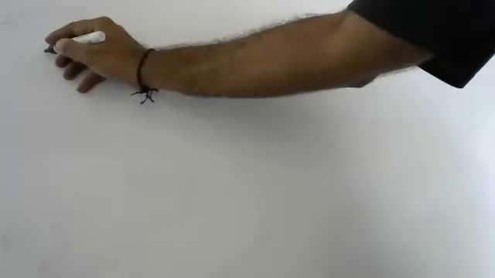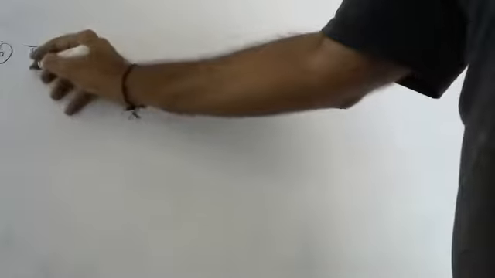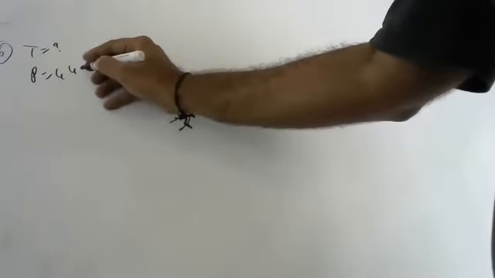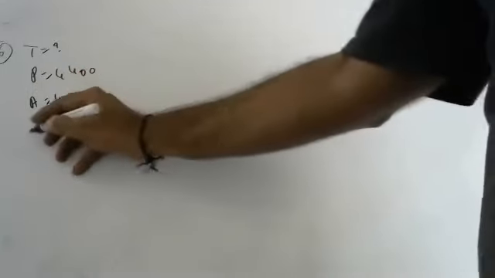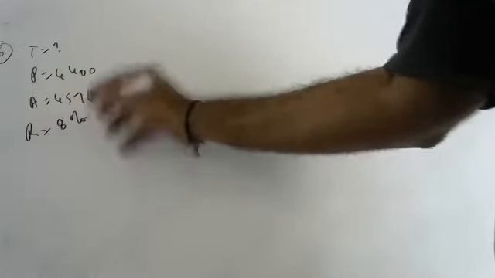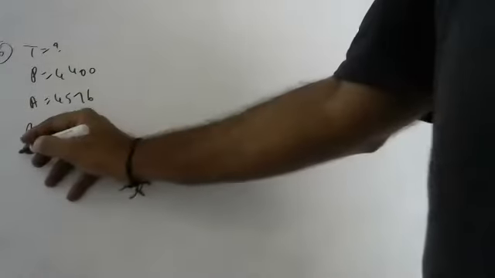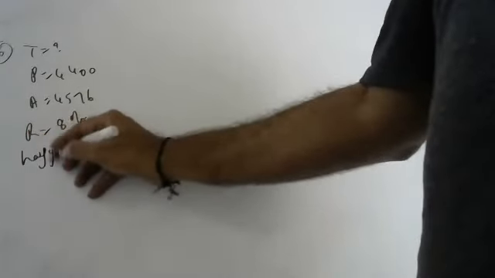So the question is, in what time will 4400 become 4576 at the rate of 8% per annum compounded half yearly? You can tell.